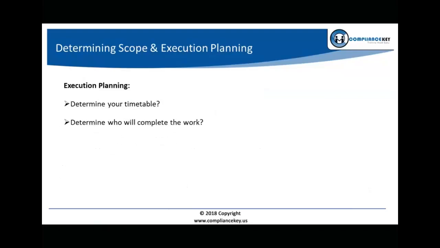Also, in this first step, you want to set aside some time for execution planning. A couple of things you want to think about are what your timetable is going to be. Overall, and we're going to get to this as we go forward, there are essentially going to be 4 steps to this process. We're talking now about step 1, which is determining scope and execution planning.